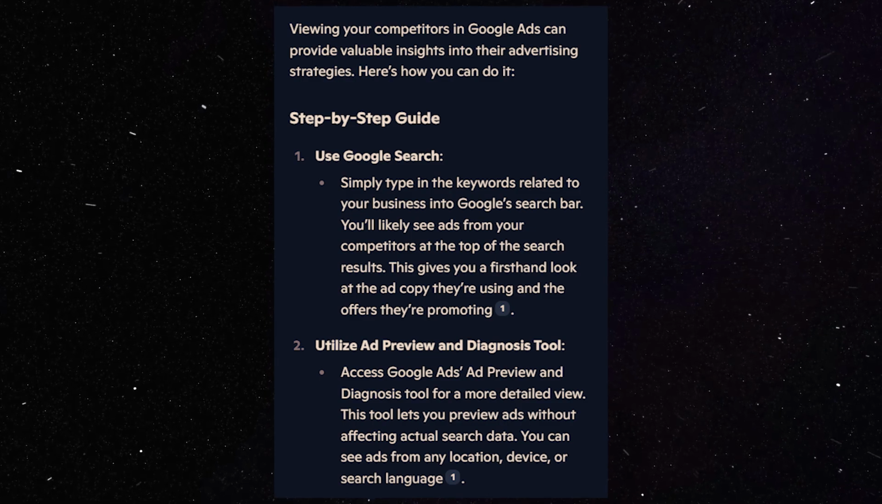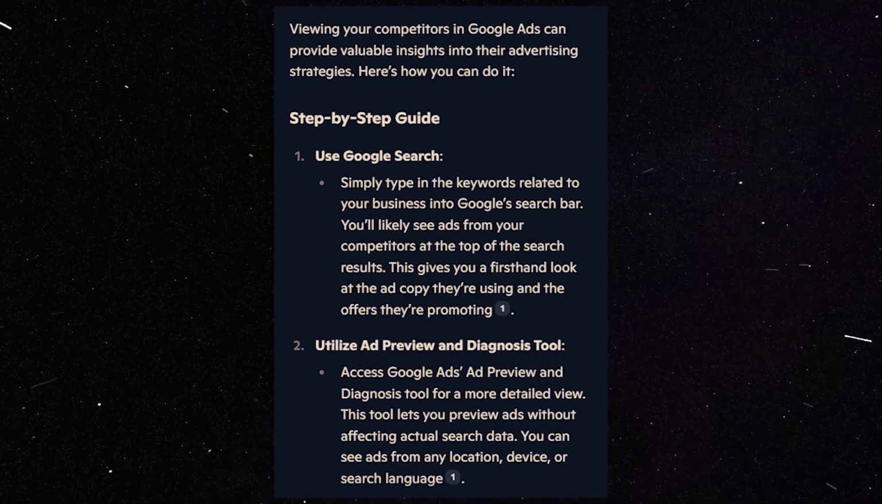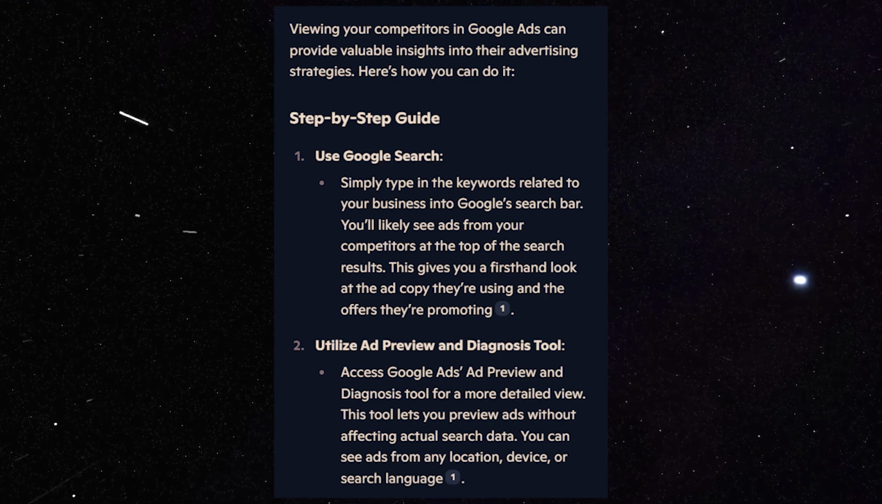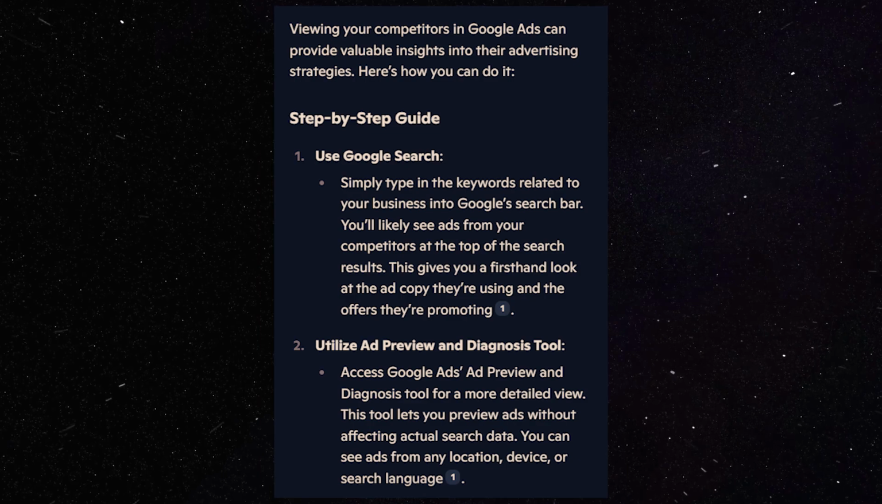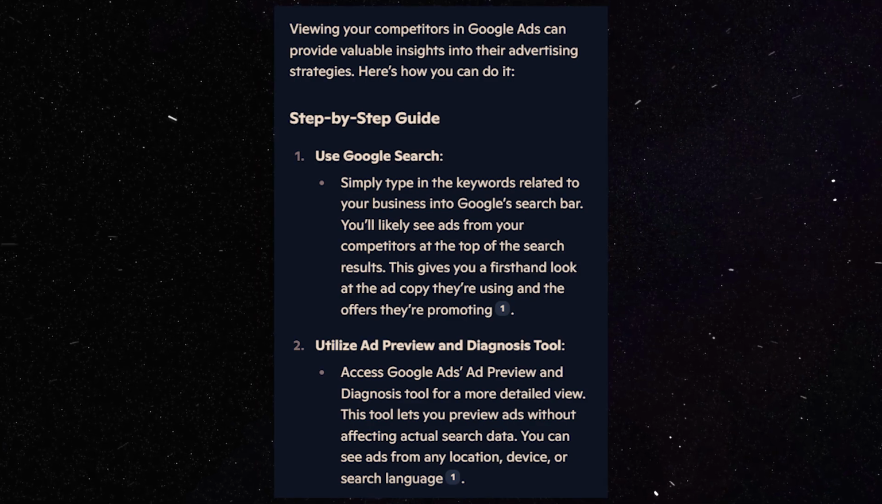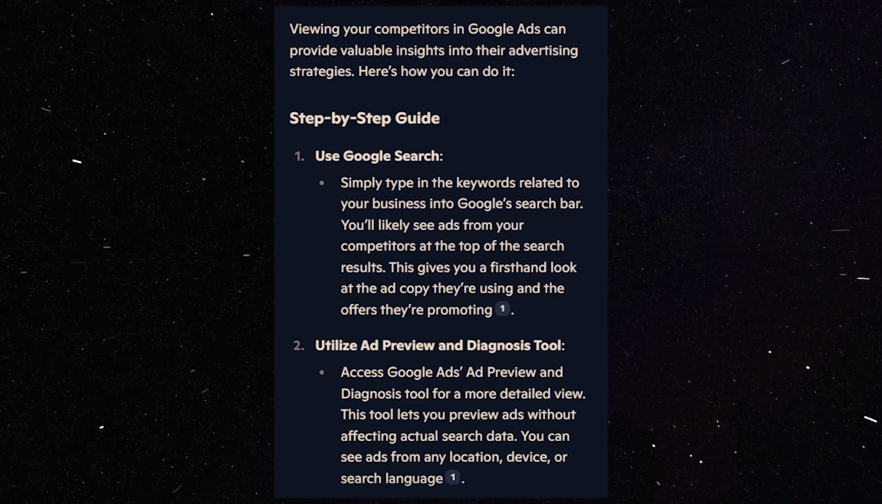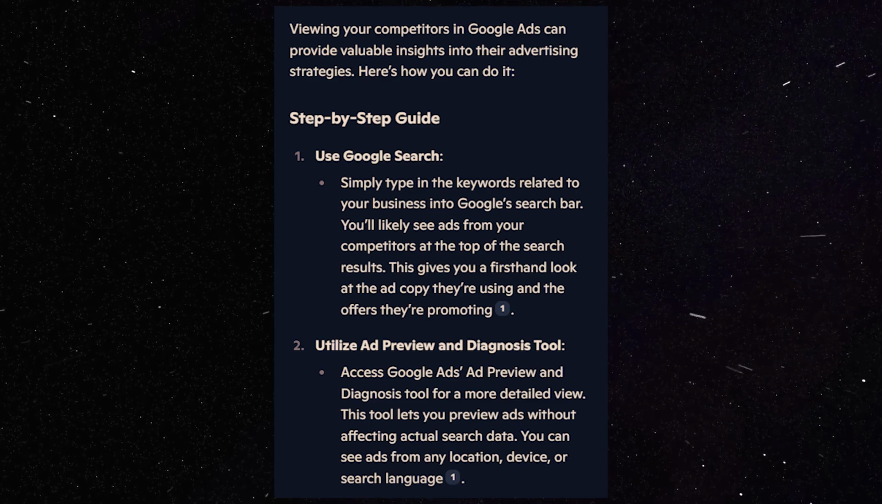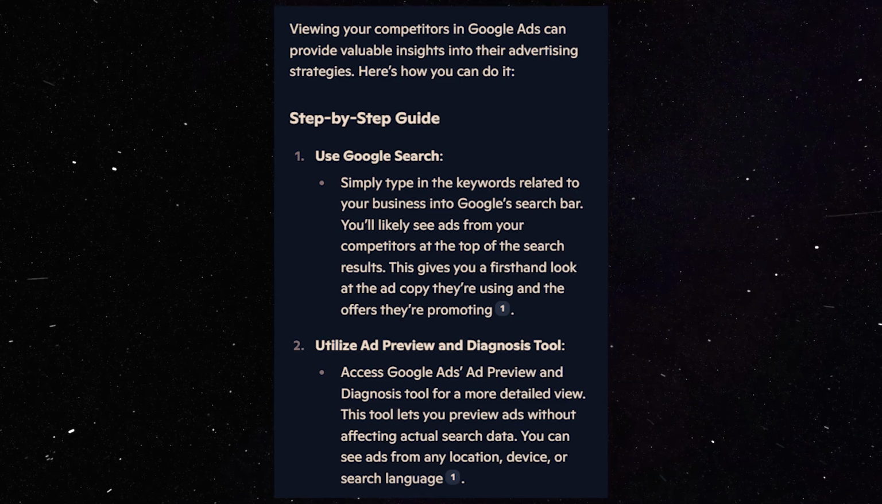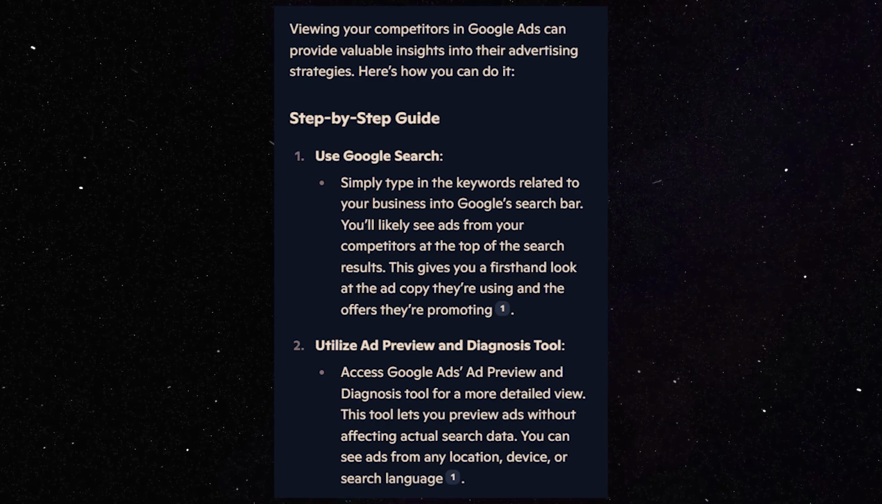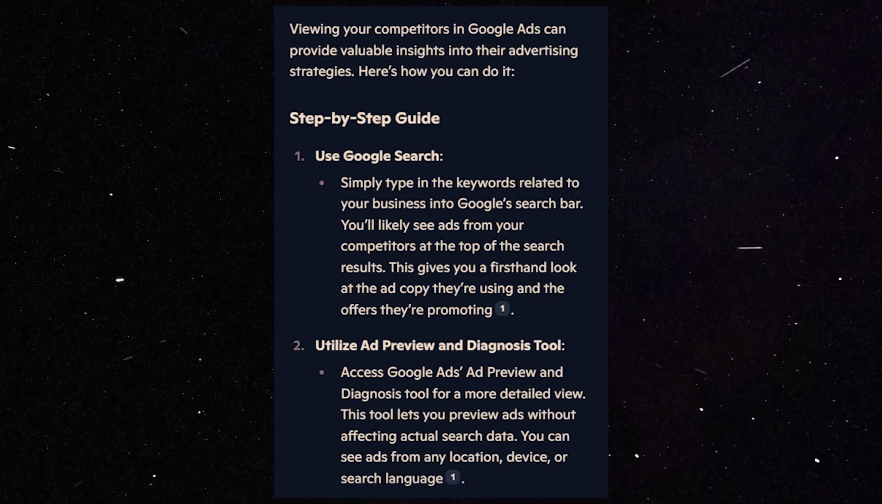Use Google search. Simply type in the keywords related to your business into Google's search bar. You will likely see ads from your competitors at the top of the search results. This gives you a first-hand look at the ad copy they're using and the offer they're promoting.